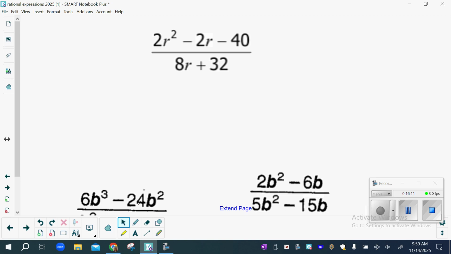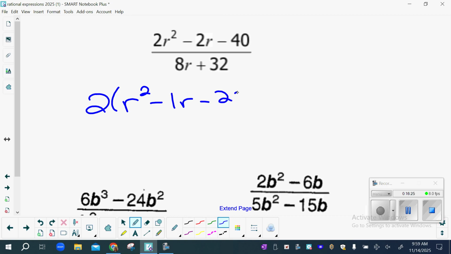When I say it, we'll both be like, oh, of course that's it. Are we ready? Here we go. Let's take a look at this bad boy. The 2 comes out. Are you ready? The 2 comes out. I'm left with r squared minus r minus 20. I can factor that. So the 2 is still out there. I'm left with r minus 5, r plus 4.